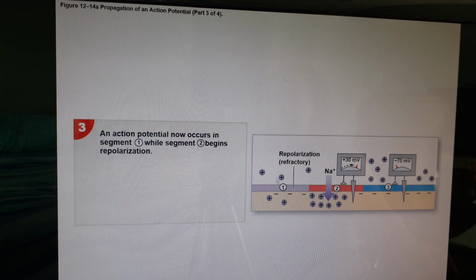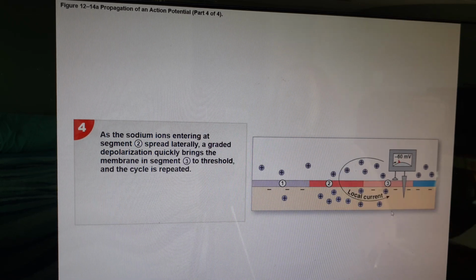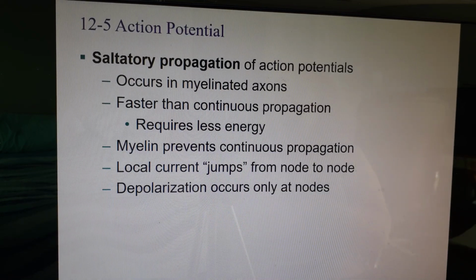Okay. In section 3, this one's still in the refractory period, so I can't get a new action potential here. This action potential is happening and it's influencing and getting ready to cause an action potential here. And as the sodium ions come in, now we start to see we've reached threshold in the third segment, and now these voltage-gated channels will open for sodium.